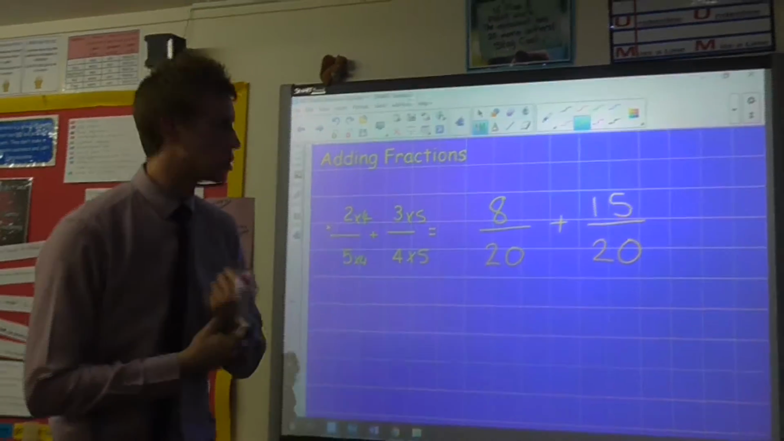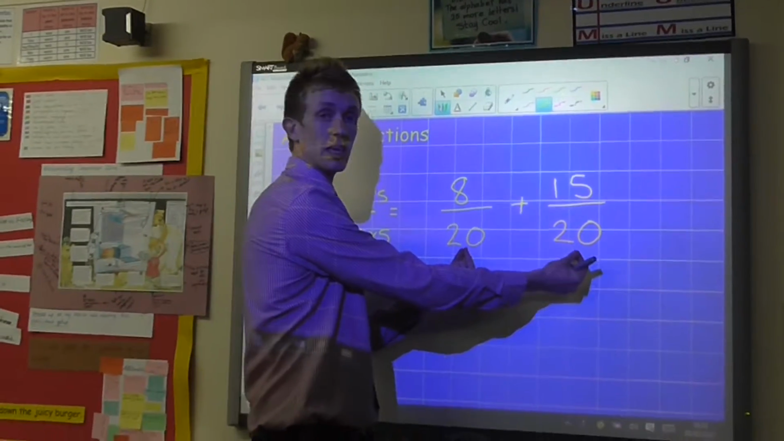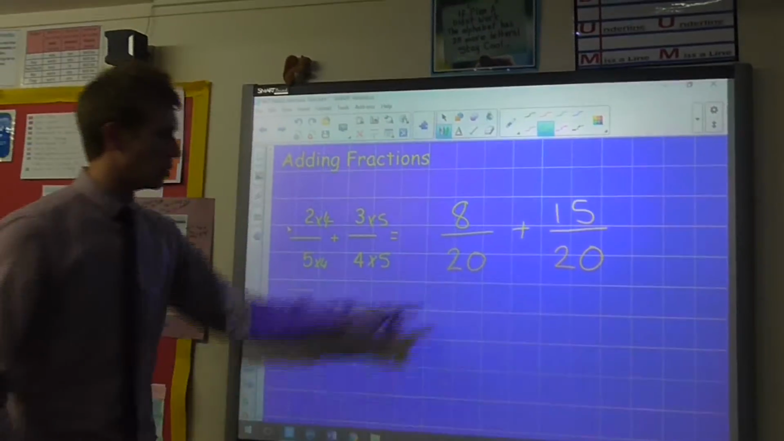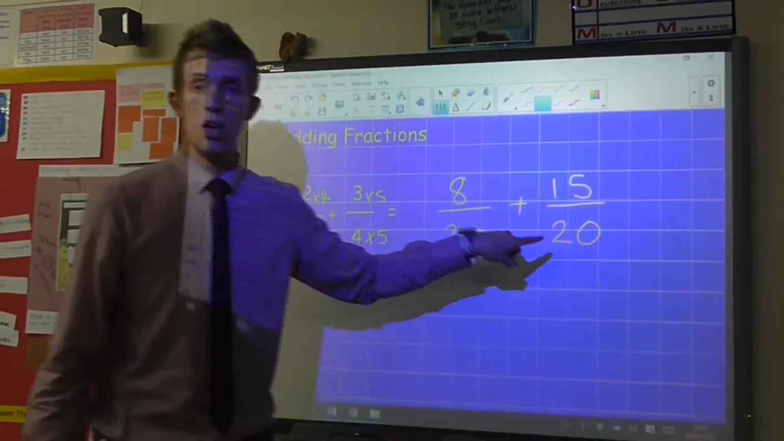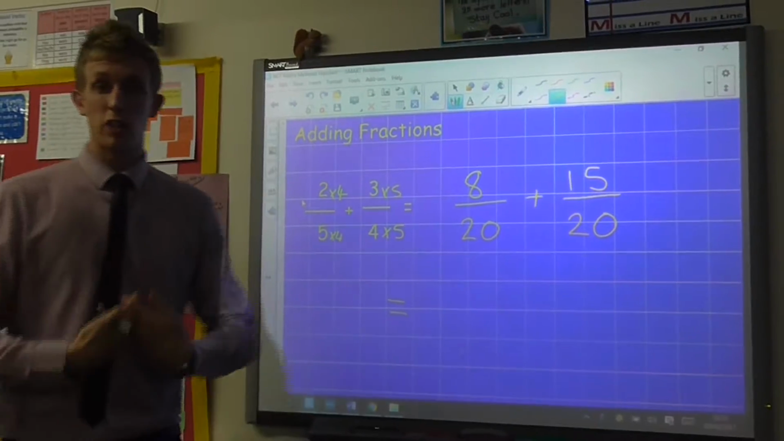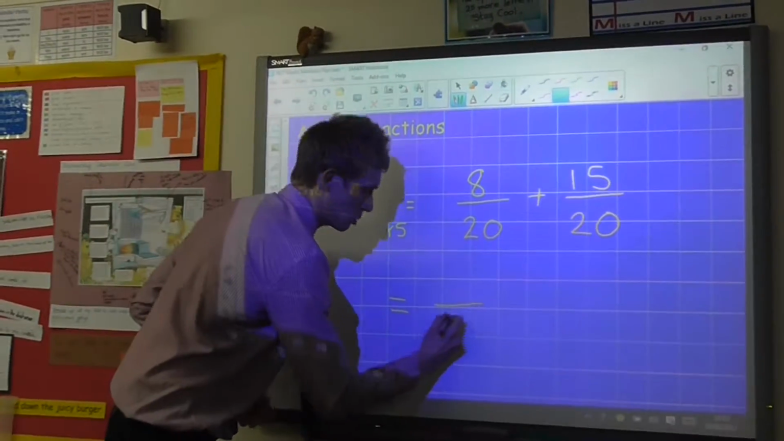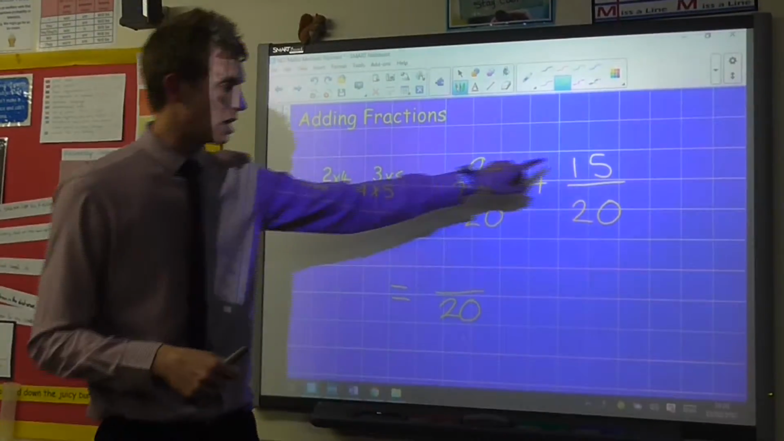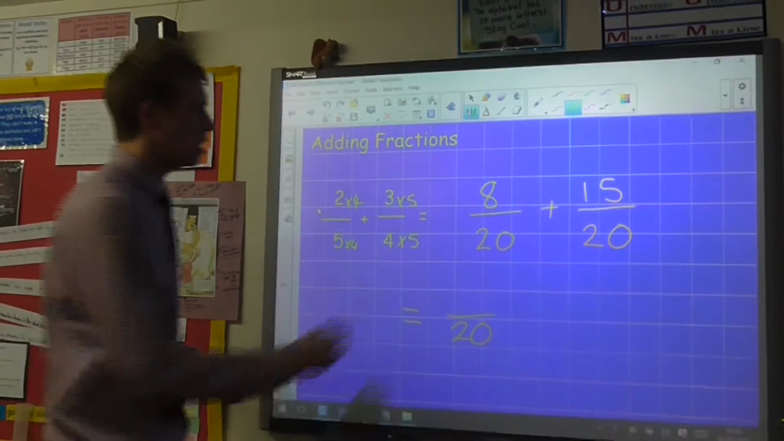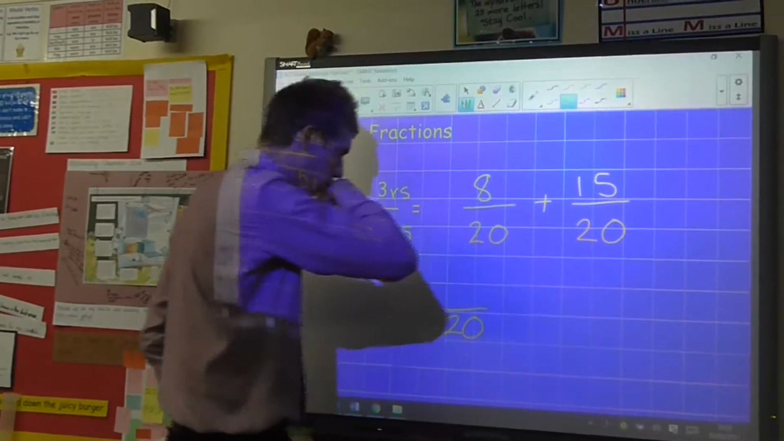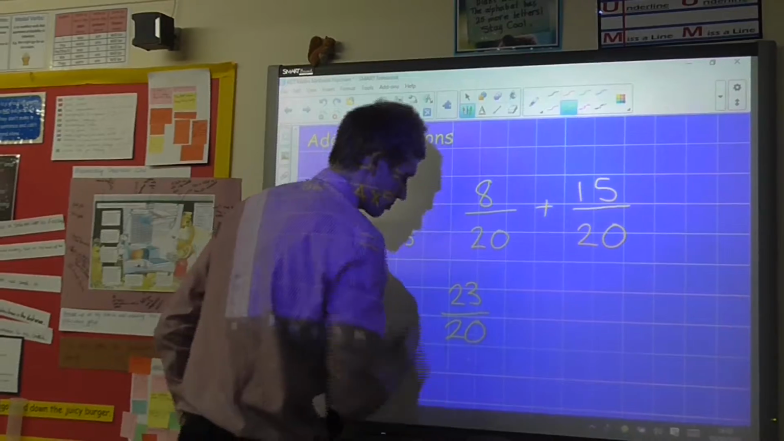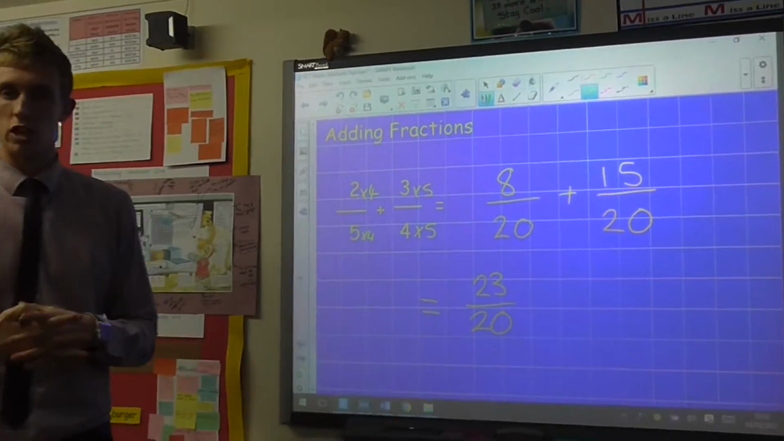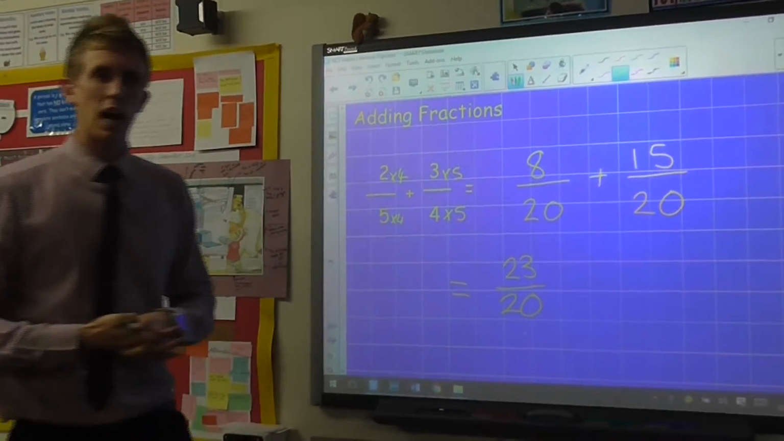So now I've got my 2 fractions, I've got the same denominator, and I can simply add them together. What I don't do is add my denominators together, because that's how many parts I've got it out of. So my answer is going to be out of 20, a denominator of 20, and I simply add the 2 numerators together. So 8 plus 15 gives me 23. Now, that, in theory, is the right answer because I've added the 2 fractions together, I've got 23/20.